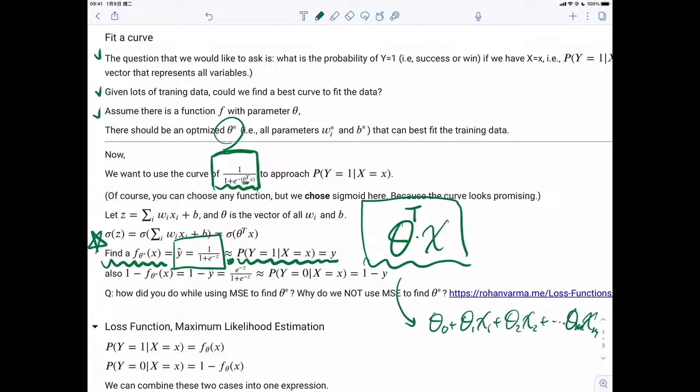To find the optimized parameter in the sigmoid function so that the y hat will approximate the probability we want, which is the probability of y equals 1, which means win, under the condition given big X, which is your features, and the result will be y. So we're going to do such kind of approximation.